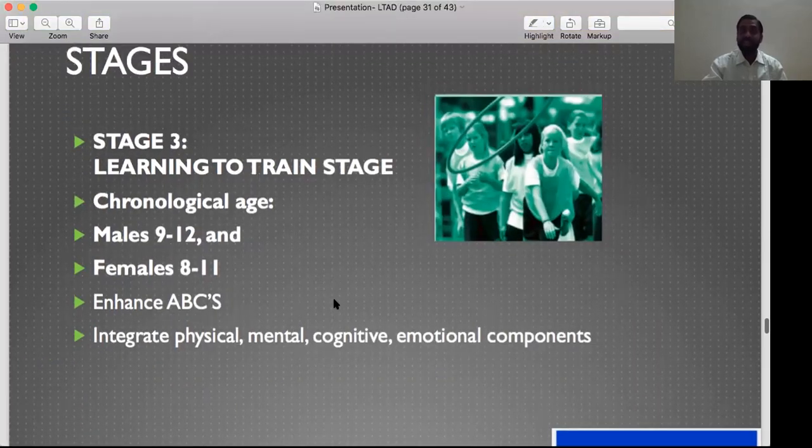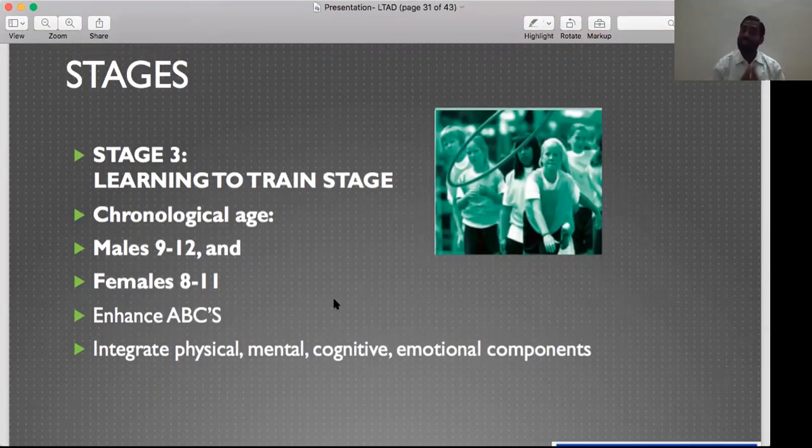Now stage 3 is the learning to train stage. This is a very formative stage where the basics of any particular sport can be given to them. For males, it's 9 to 12. For females, it's 8 to 11. This is where agility, balance, coordination can be enhanced. Now the coaching comes into play. Now you want them to understand how fast to run, how to change direction, what it takes to jump, what a high knee is, how to roll, how to throw.